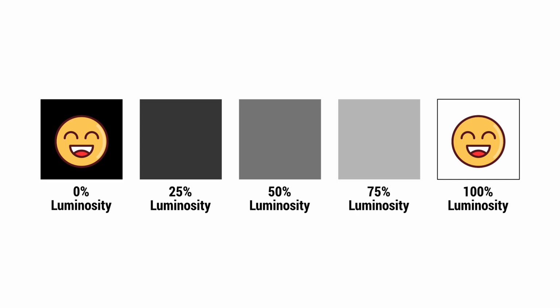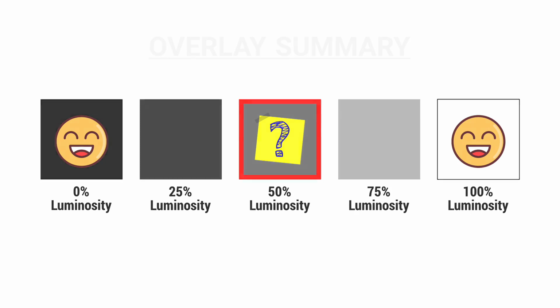But what if you add a layer that's not bright or dark? What would overlay do to a layer that has 50% luminosity? 50% gray is actually a special color for overlay because overlay doesn't know what to do with it. It can't decide if you want to make the photo brighter or darker. So if you use overlay on 50% gray, then nothing will happen.